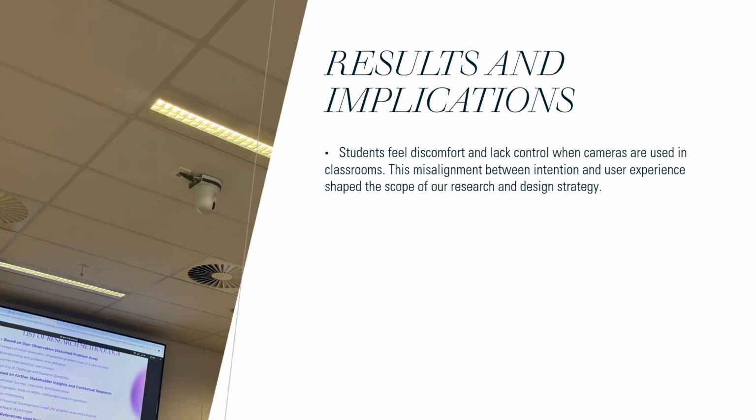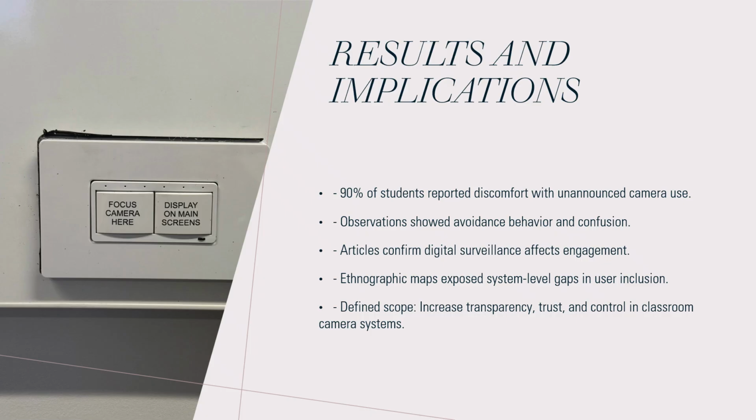For the result and application, we have students feeling discomfort and lack of control when cameras are used in classrooms, and misalignment between intention and user experience shapes the scope of our research and design strategy. 90% of students report discomfort with unannounced camera use. Observation shows avoidance behavior and confusion. Articles confirm digital surveillance affects engagement. Ethnographic maps expose system-level gaps and user inclusion. Define scope, increase transparency, trust, and control in classroom camera systems.